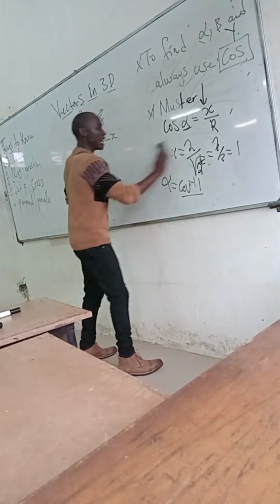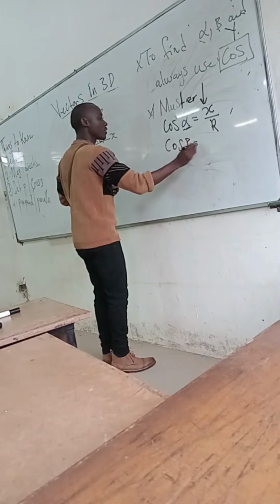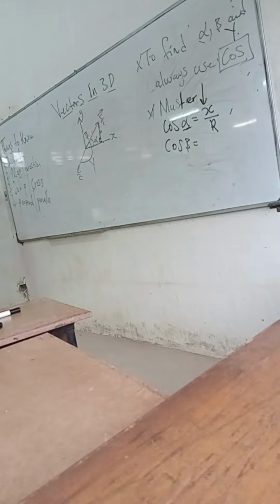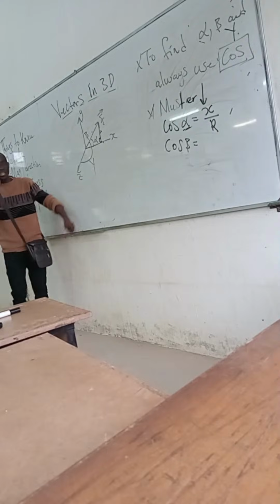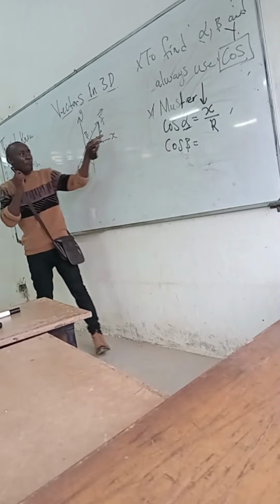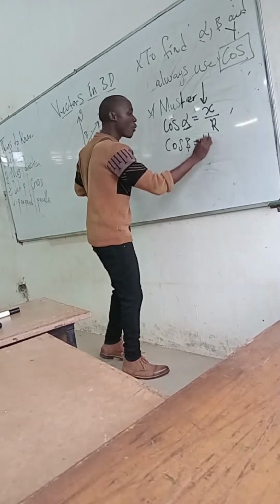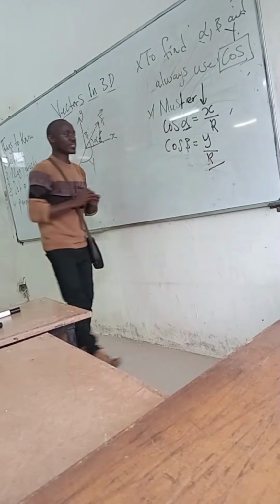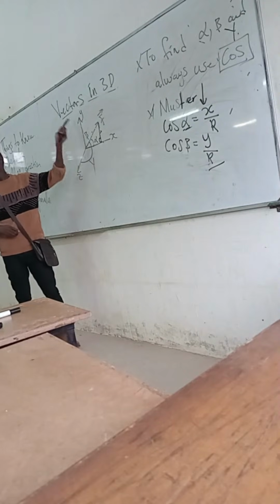Easy. Now what about cos beta? How do you find the angle beta? Beta is related to the y component. Like I said, beta is the angle between y and the vector. That means if you are looking for cos beta, get the component of y, because beta is related to the y component. We get the component of y divided by the same magnitude. Easy. So cos alpha, how do you observe the pattern? Cos alpha equals x over r, cos beta equals y over r, right? Y is the y component of that vector. Which vector? Vector f.